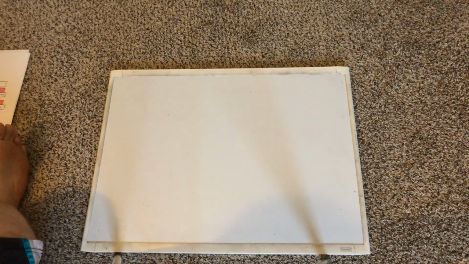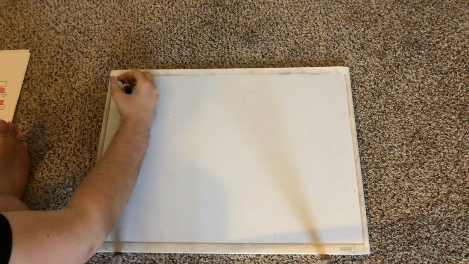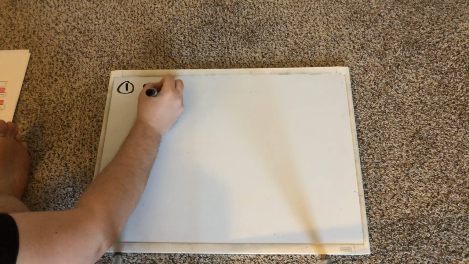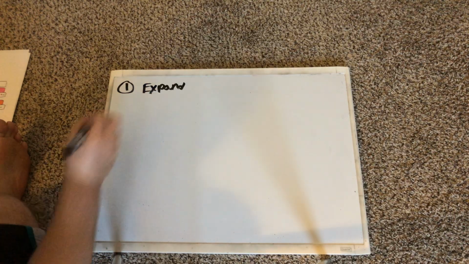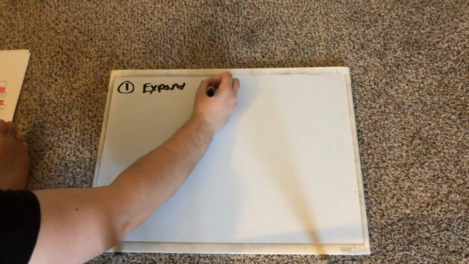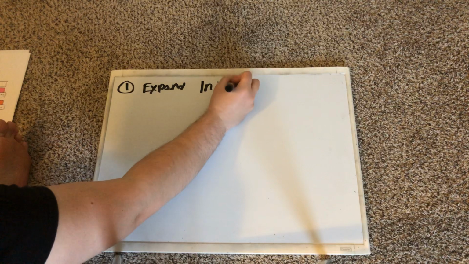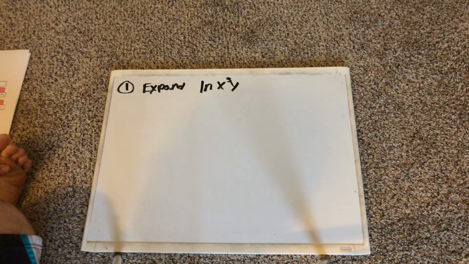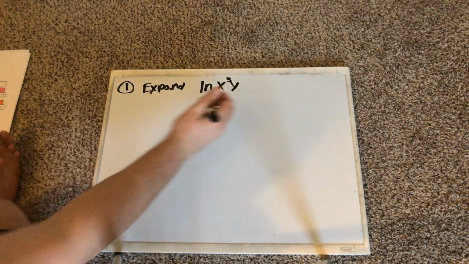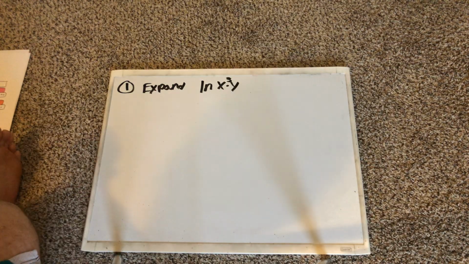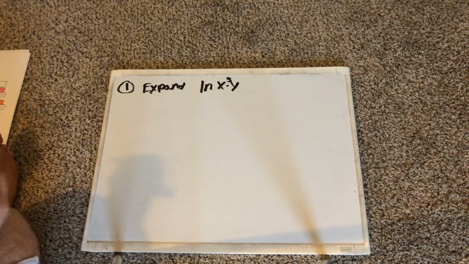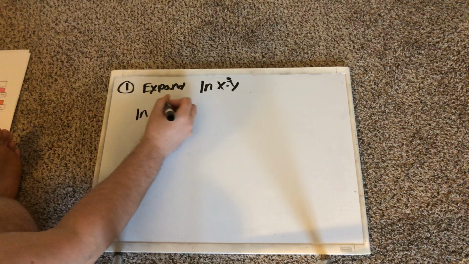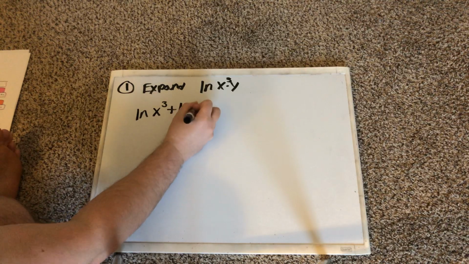So for example number 1, I need to expand the natural log of x cubed y. If we're expanding it, that means everything's going to get a natural log. So really this is x cubed times y. Expand that, multiplication means addition. So natural log x cubed plus natural log y.